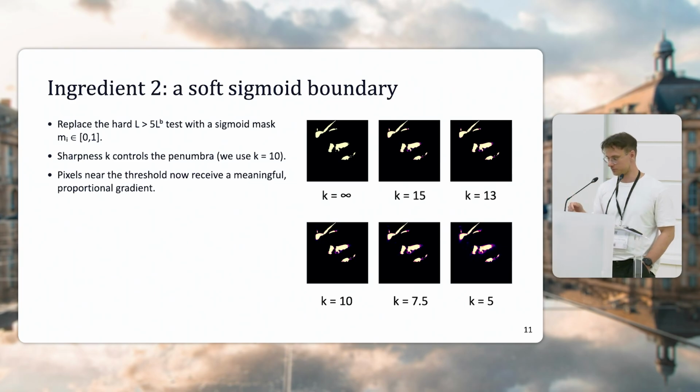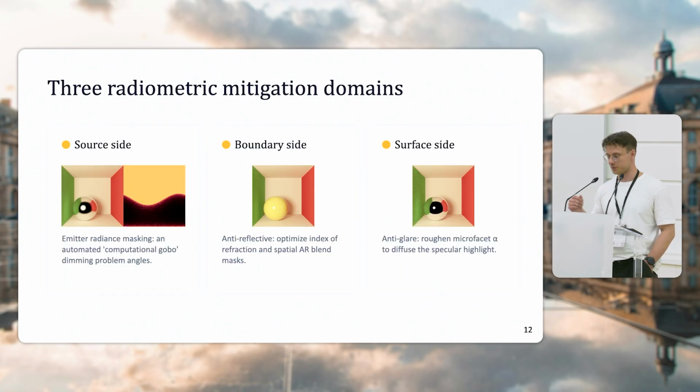Here you can see going from k equals infinity, which is just the hard step function, to a softer evaluation of the sigmoid, which shows more regions as being a glare hotspot that the optimizer and the differentiable renderer can use in their gradients. So together with the point spread function, it gives us a smooth loss landscape, where the point spread function fixes the noisy input and the sigmoid fixes the discontinuous threshold.